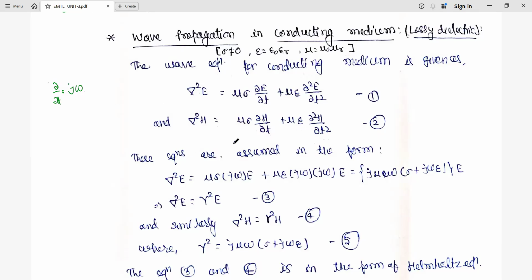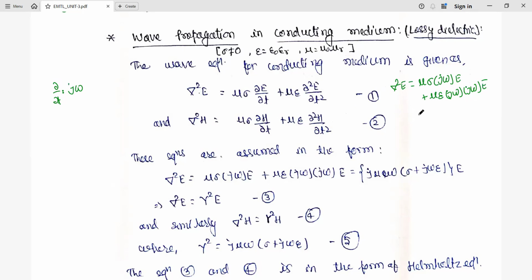Here we have two terms, whereas in the case of perfect dielectric there was only one term on the right side. Now in this first equation, if we replace dou by dou T by j omega, we will have del square E equal to mu sigma j omega E plus mu epsilon, and for dou square by dou T square, j omega will come 2 times. We have already discussed this.